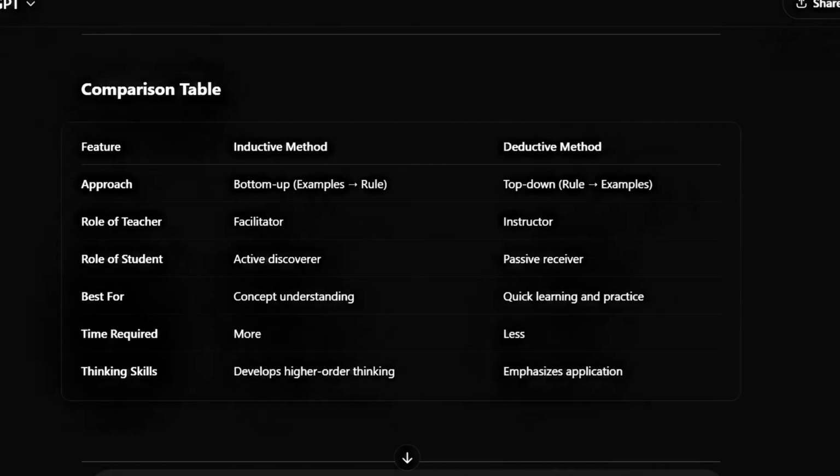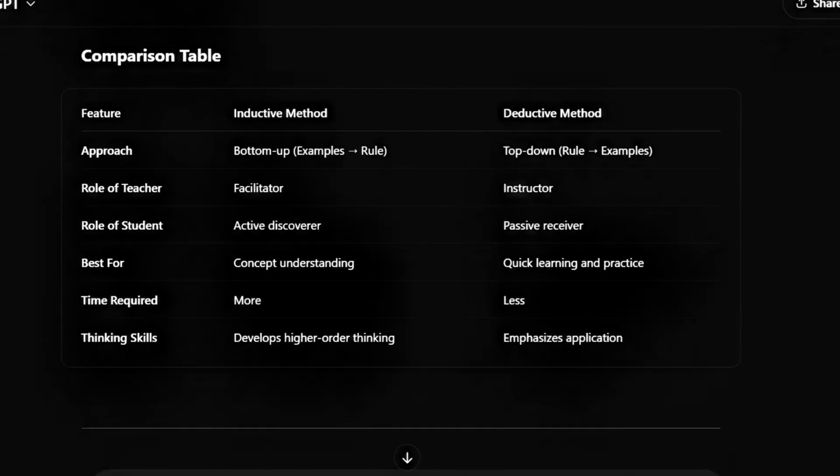Comparison table: inductive method, deductive method. Approach: bottom-up, top-down; examples first, rule first. Role of teacher: facilitator, instructor. Role of student: active discoverer, passive receiver. Best for: concept understanding, quick learning and practice. Thinking skills: develops higher-order thinking, emphasizes application.